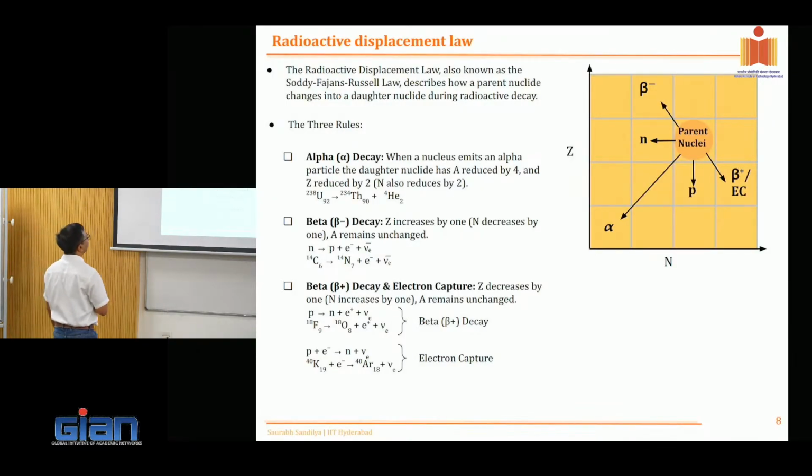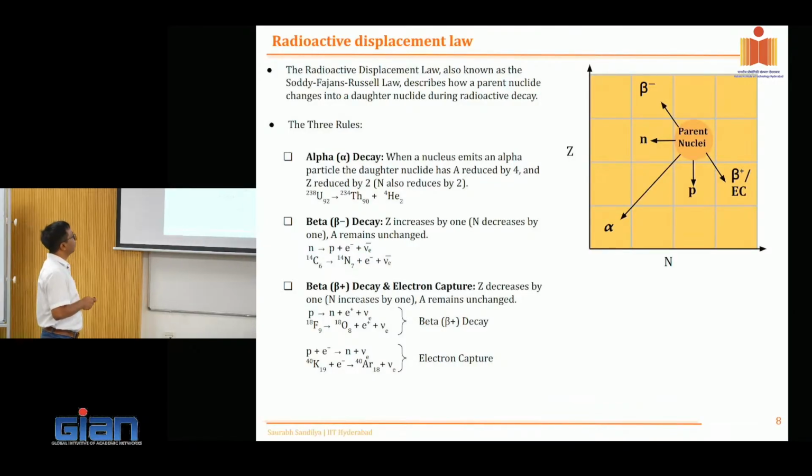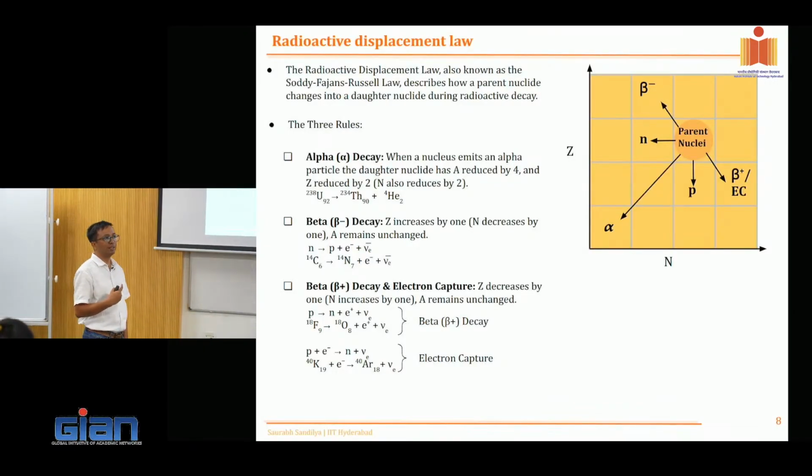Now beta plus decay. So what happens in beta minus decay? Write it down. Z number increases by 1, N decreases by 1 and A remains unchanged. A is equal to Z plus N. For beta plus decay, Z decreases by 1, because the proton is being converted to neutron. N is increasing by 1, and A remains constant. That's how it becomes.